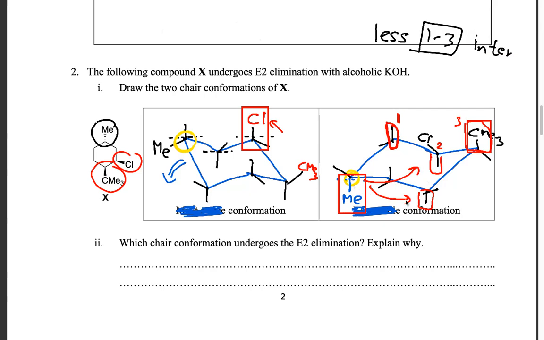When bulky groups come in the axial position, it's very unstable. So 1-3 interaction is high, or gauche interaction is high. You have to clearly mention that. So the one with less 1-3 interaction, or fewer axial groups, is the most stable.